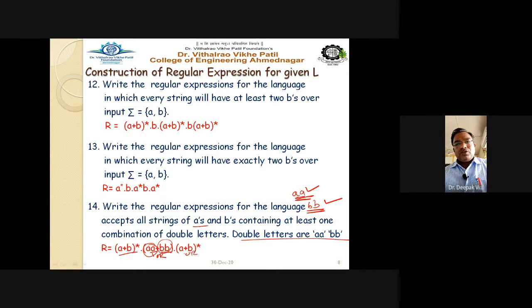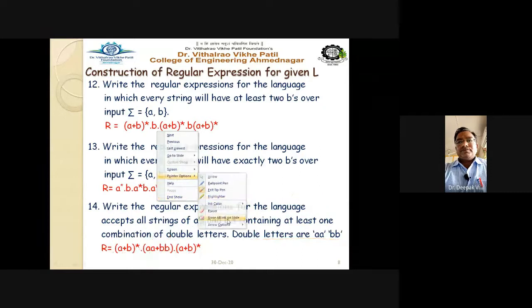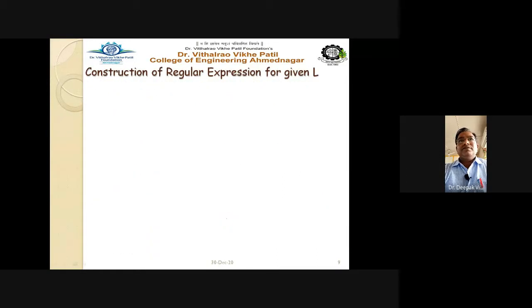(A plus B) star again. This is nothing but again an or. So AABB is also possible, or you can have BB, or double A is there, or AA or double B is possible. Getting this point? And any number of A and B at the start and at the end are possible in this particular expression, right? So let us go to the next slide.